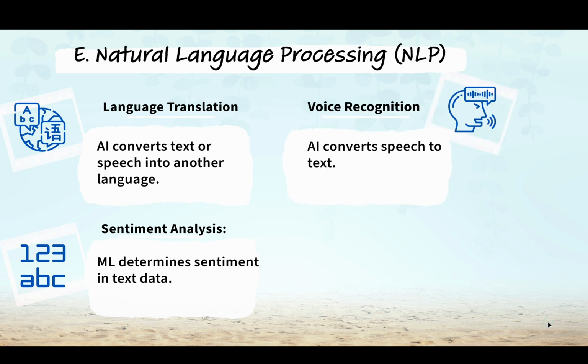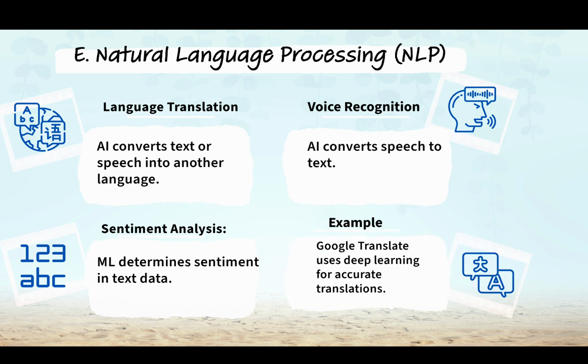Voice recognition: AI systems convert spoken language into written text through voice recognition technologies. These systems are trained on vast datasets of speech patterns, enabling them to transcribe spoken words with high accuracy, which is useful in virtual assistants and transcriptions. Example: Google Translate uses deep learning models to improve the accuracy of its translations. By analyzing millions of text examples, it learns the nuances of language, allowing it to provide more accurate and contextually appropriate translations across various languages, making global communication more seamless.